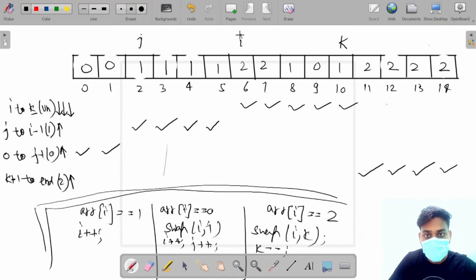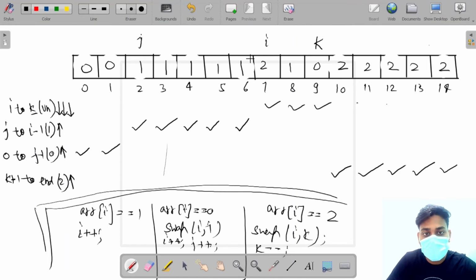Now again AR of I equal to 2. So this time the value is different. So let's swap it. Here it comes 1 and here it comes 2. So what we have to do? We have to decrease the value of K. Now just decrease the unknown region and increase the region of 2. Again AR of I equal to 1. We simply increase the value of I. The regions are also modified. The unknown region decreased. The region of 1 increases.